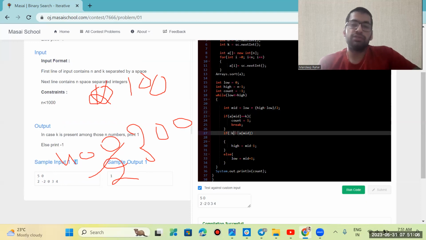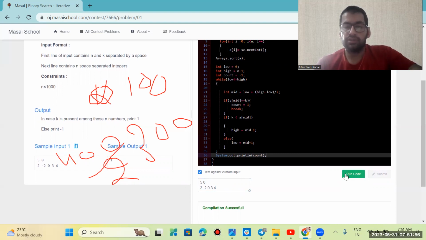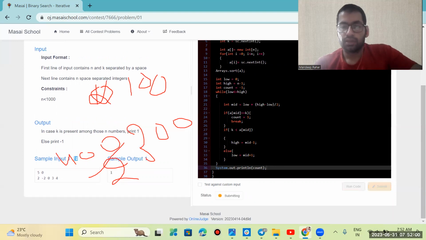If my k is less than mid, then my high becomes mid minus 1, because we know that my integer is not greater than my midpoint. If my integer is greater than mid, then my low moves to position mid plus 1, because why would we need to look between low and mid? So our low moves to this position, and that's all. If we submit it, you can see, yeah, accepted. Sounds good?